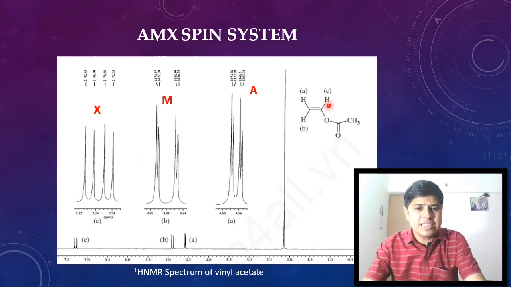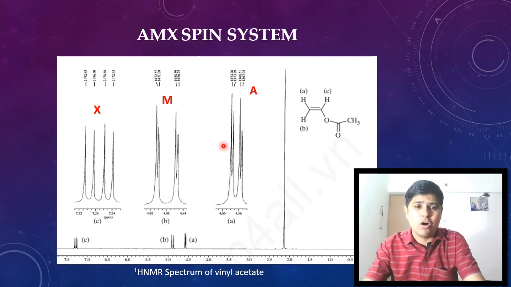Now if we see their chemical shift difference, one doublet of doublet is here, the second doublet of doublet is here, and the third doublet of doublet is here. These three doublets of doublet are widely separated in their chemical shift. Hence we have to take three letters from the alphabet, A, M, X, which are also widely separated in the alphabet. So this will be an AMX spin system.